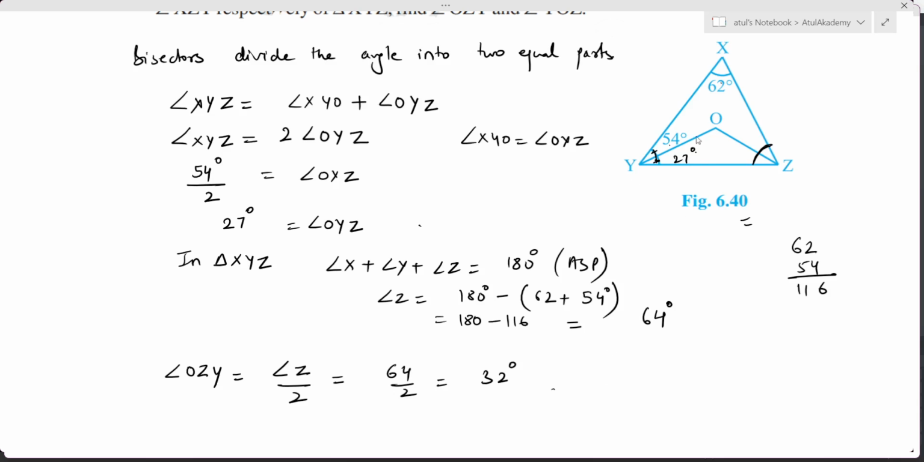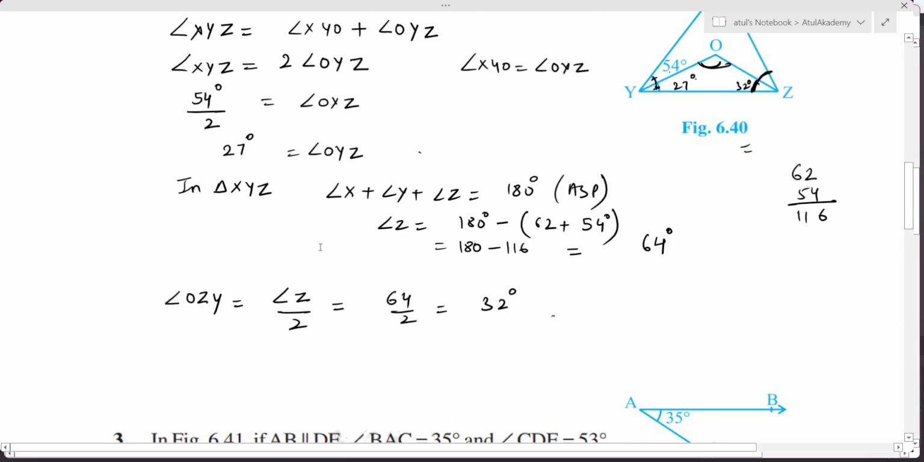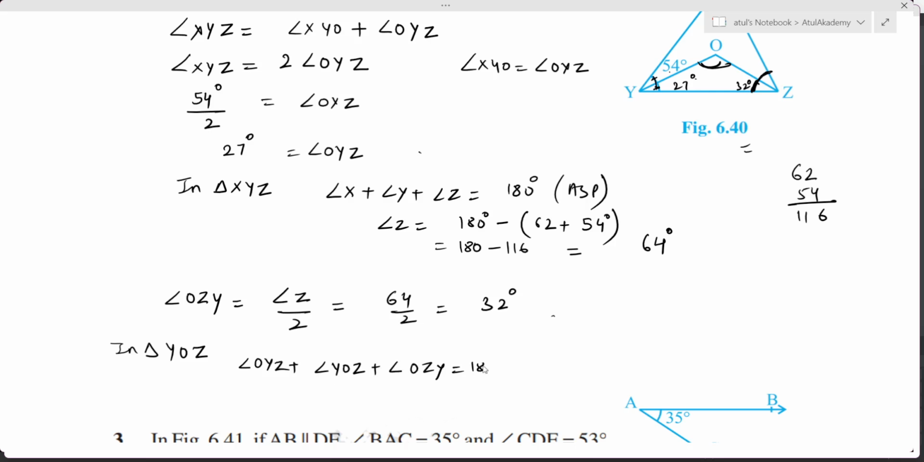I have these two angles now. Let us consider the triangle YOZ. Now I have this as how much? This much is 32 degrees. I have to find out this angle of the triangle. So again I'll use the angle sum property. In triangle YOZ, angle OYZ plus angle YOZ plus angle OZY is 180 degrees, angle sum property. YOZ I have to find out, so that will be 180 degrees minus 27 plus 32.